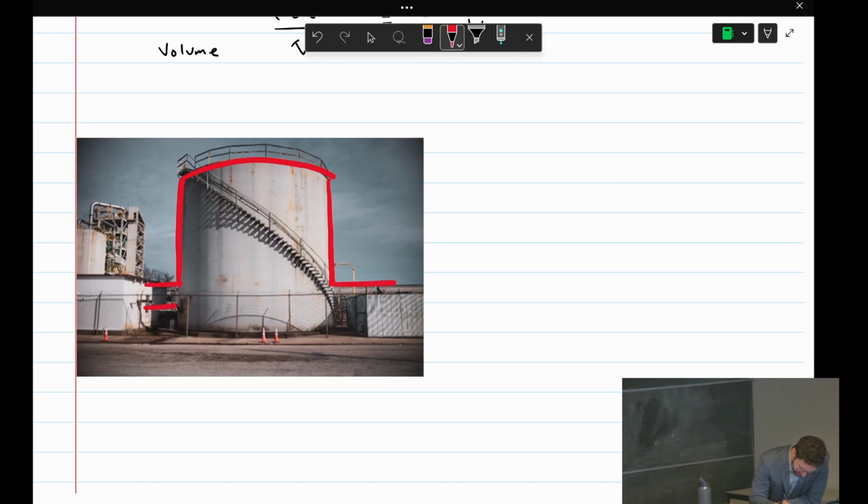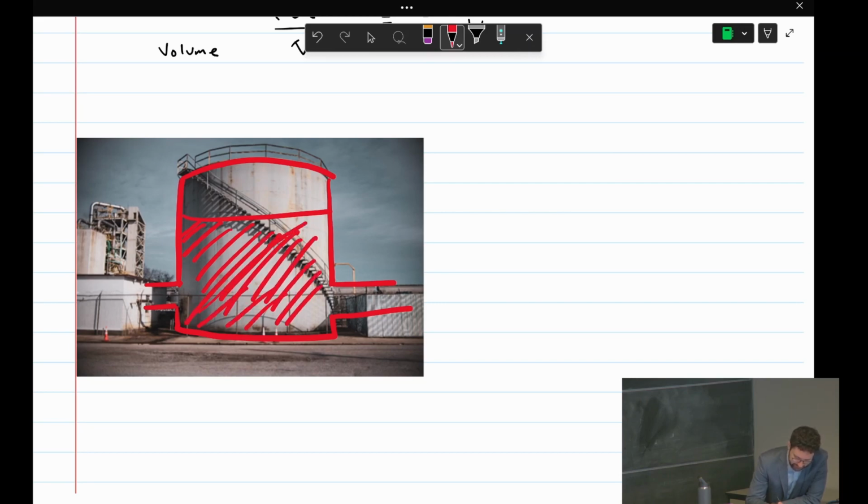Say we have one inlet and one outlet for this tank with some fluid in it. So say this tank is filled to that level with some fluid. So we have one inlet and one outlet.